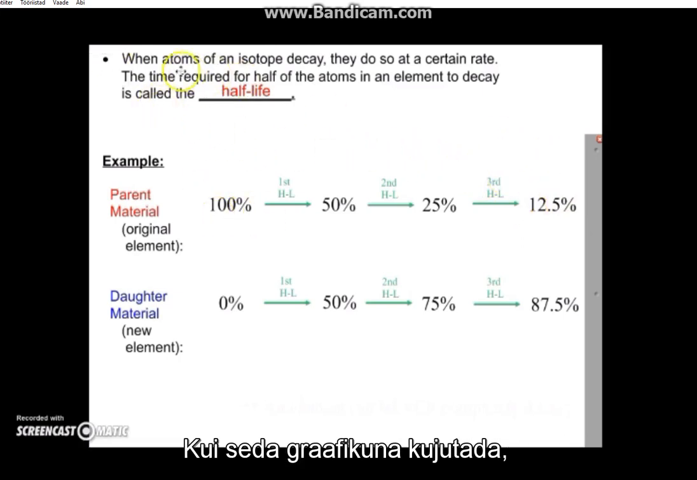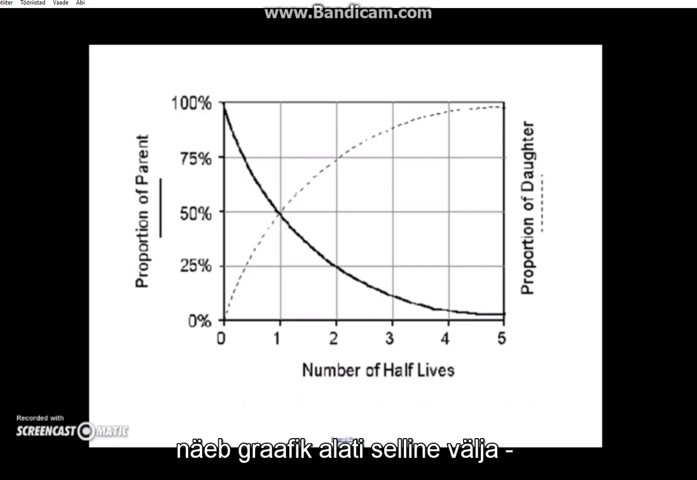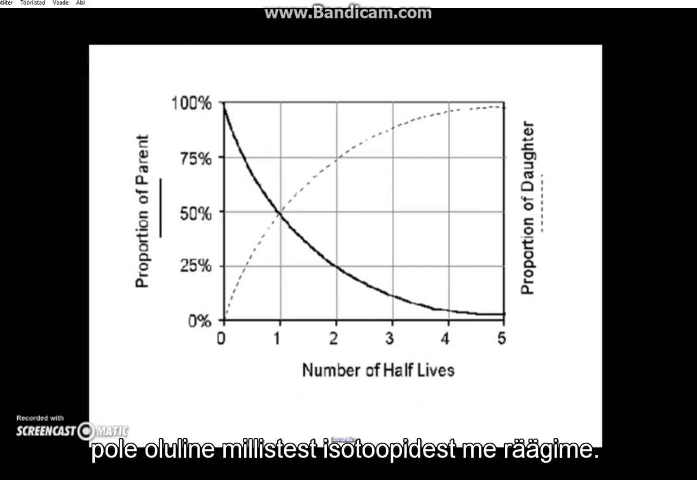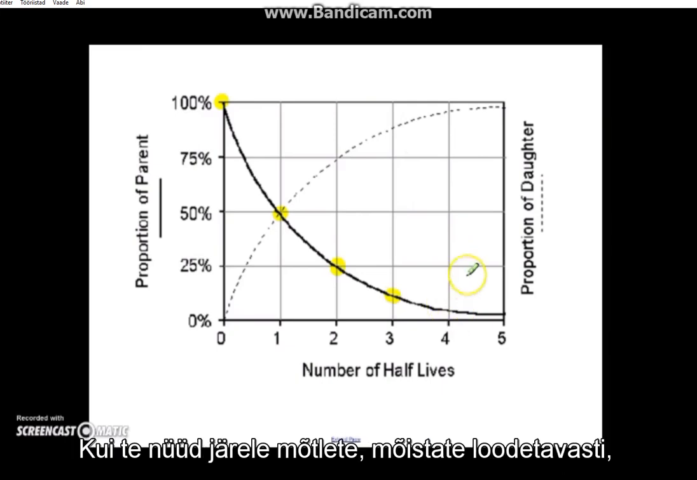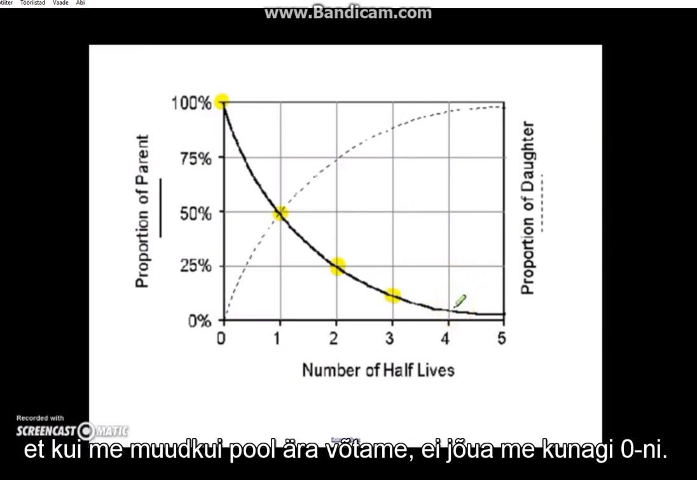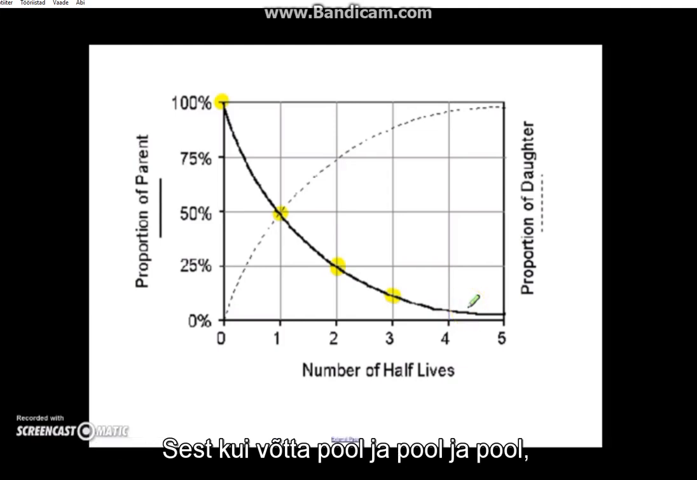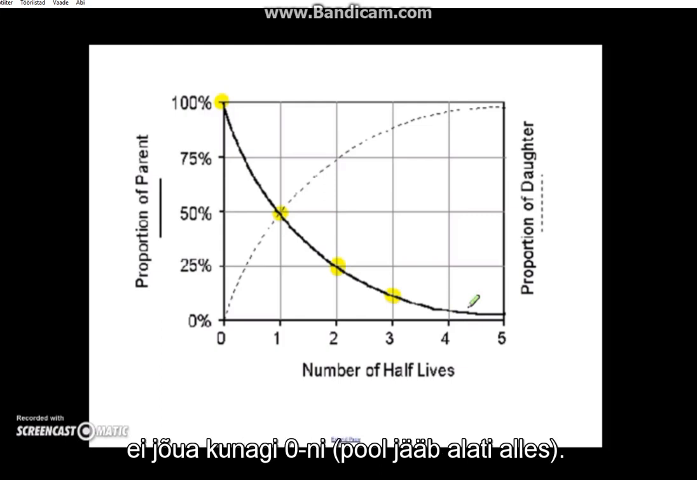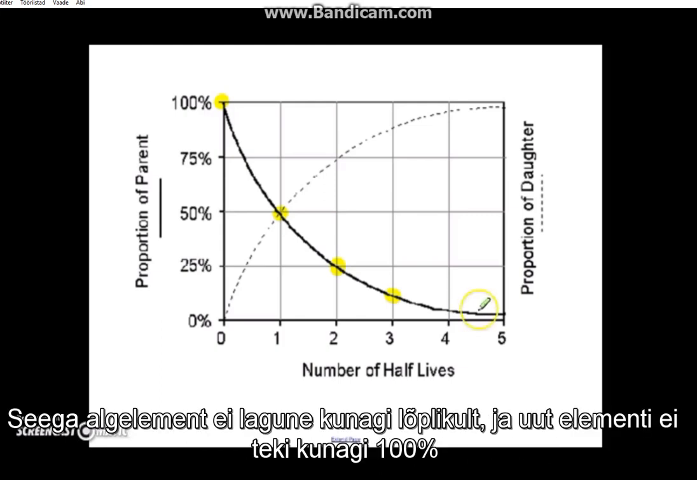When you graph this, your graph will always look like this. It doesn't matter which of the isotopes we're talking about. Now, if you're thinking this through, you hopefully realize that if we keep taking away half, we're never going to get to zero. Because if you take away a half and a half and a half and a half, you'll never reach zero. So the parent material will never completely decay, and the daughter material will never reach 100%.